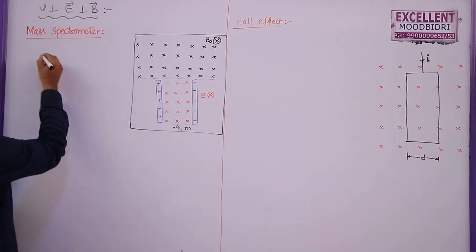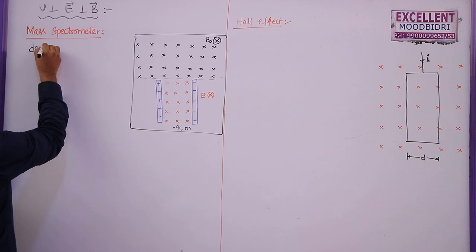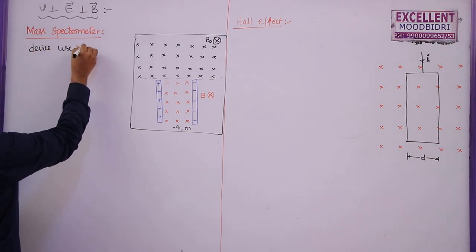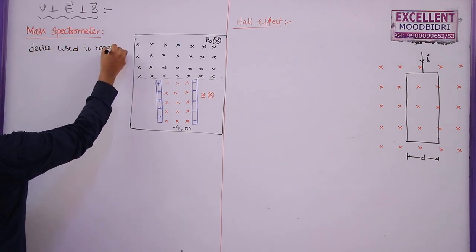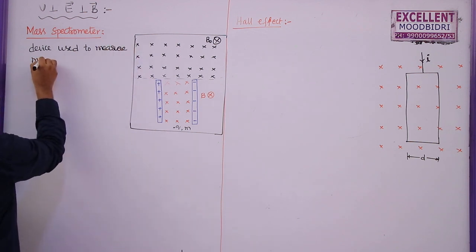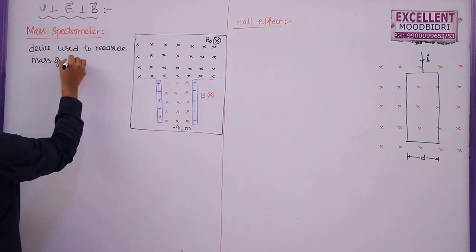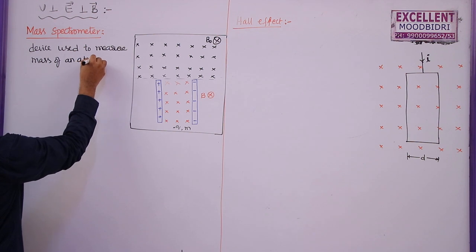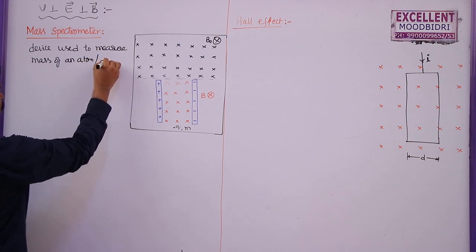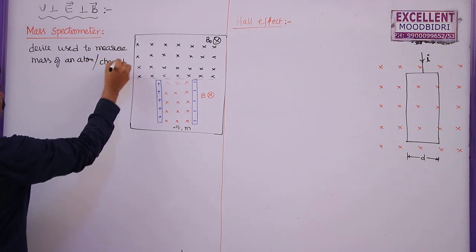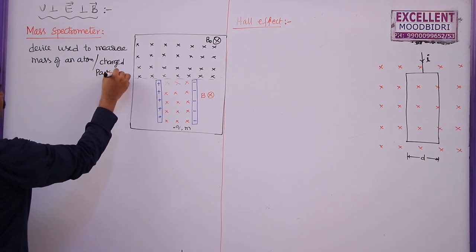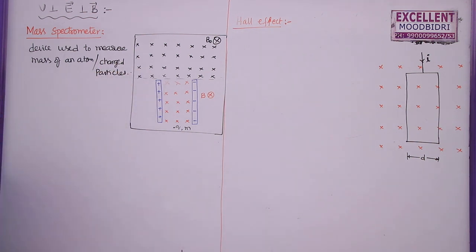Spectrometer. It is a device used to measure the mass of an atom or charged particles like electron, proton, and so on.